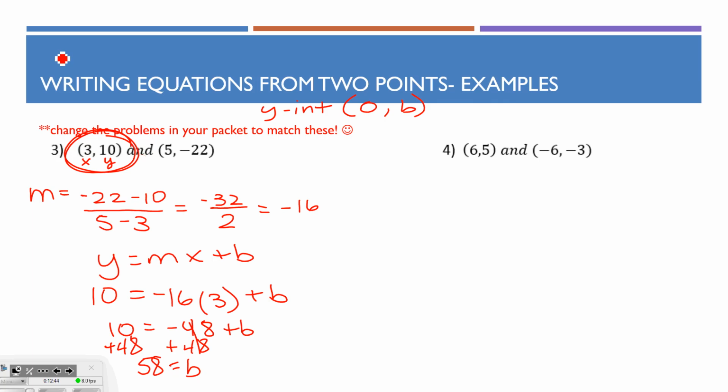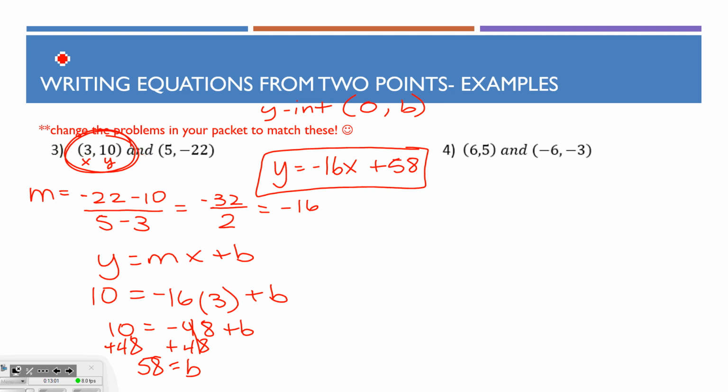So now I have my b, I have my m. I can plug them both in to y equals mx plus b. So my equation that goes through those two points would be y equals negative 16x plus 58.